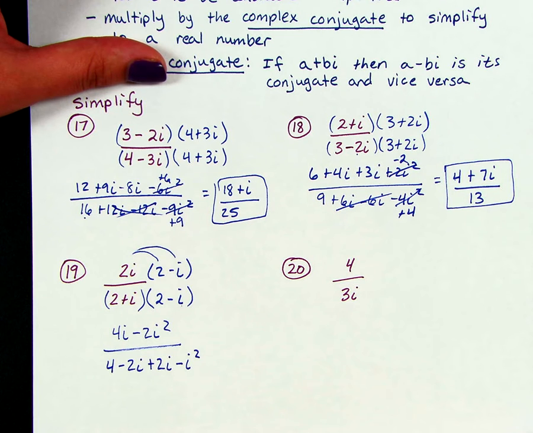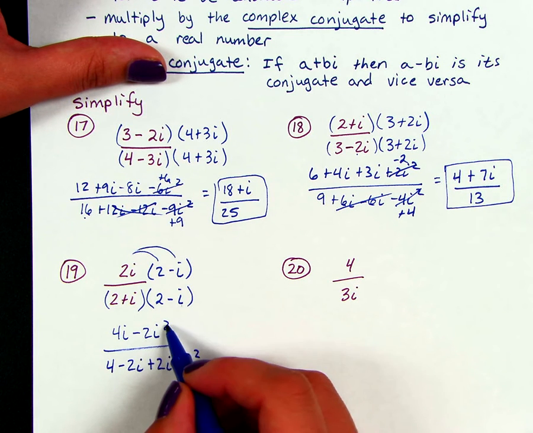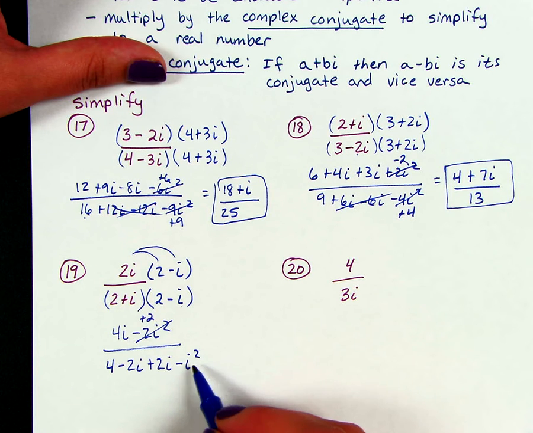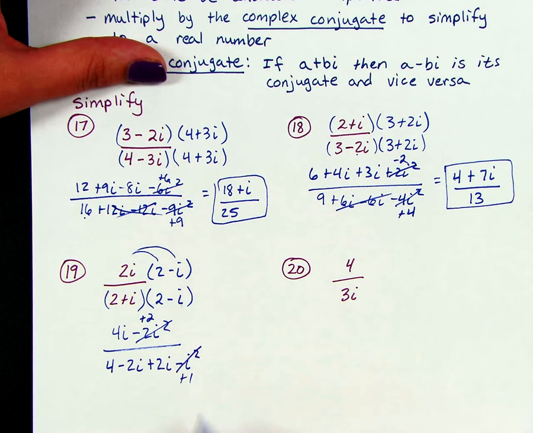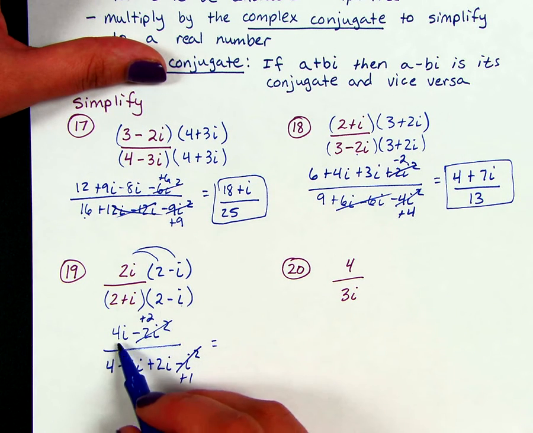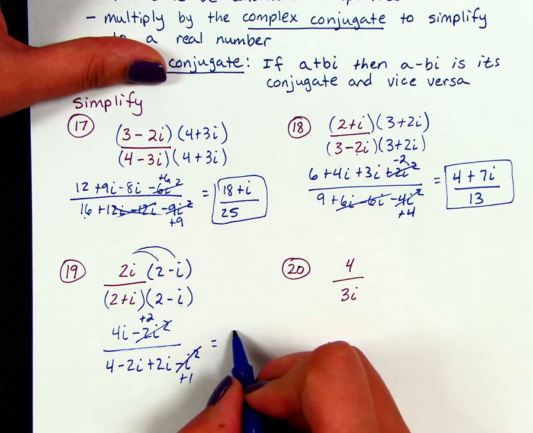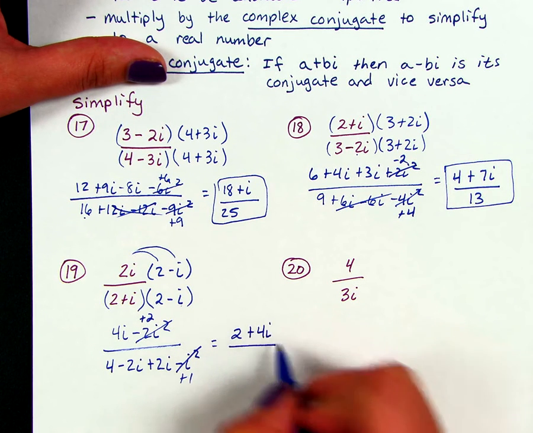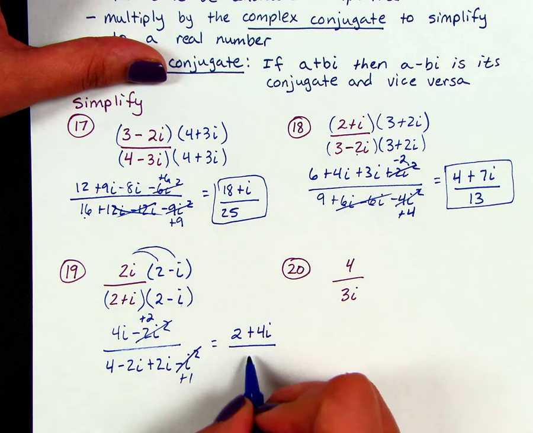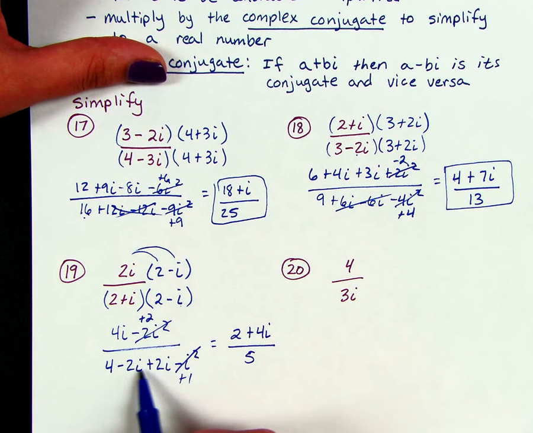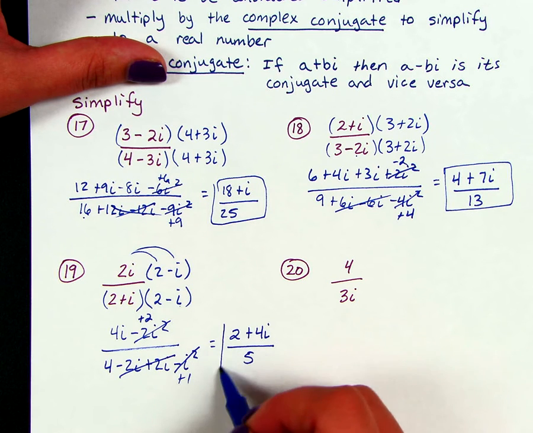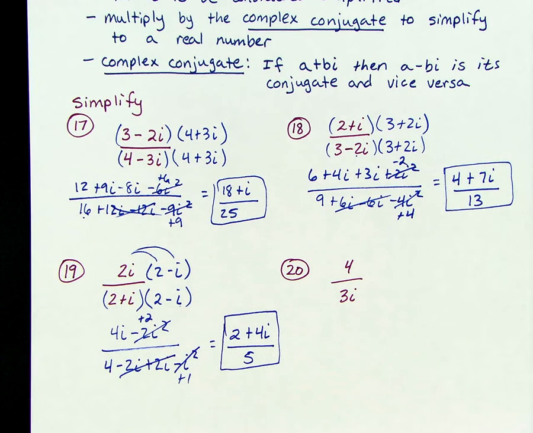And again, we start with the i squareds. So negative 2 times negative 1 is really the same as positive 2. And then a negative 1 is going to become a positive 1. So if we combine, we can't combine 4i and 2, so we're going to move the 2 to the front. So this is 2 plus 4i. And then 4 plus 1 is 5. And negative 2i plus 2i cancel each other out. And 2, 4, and 5 do not have a common factor, so that is going to be our final simplified answer.